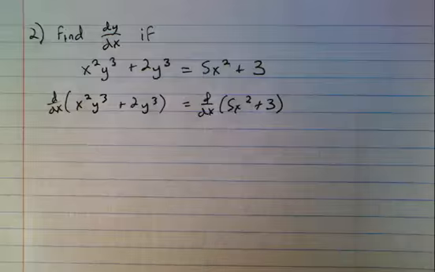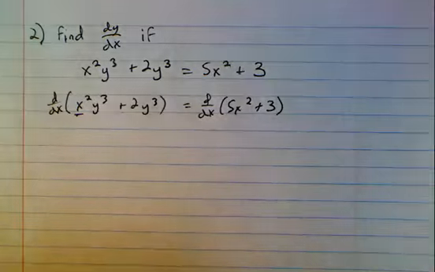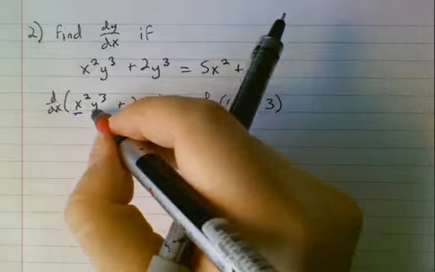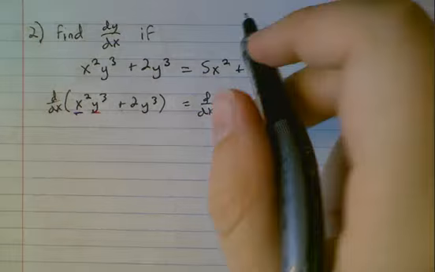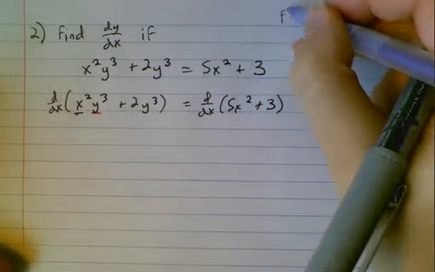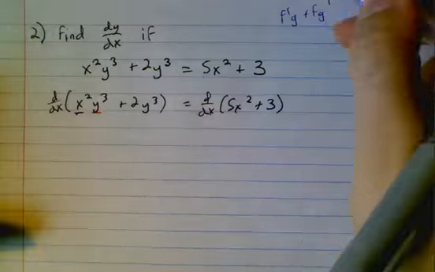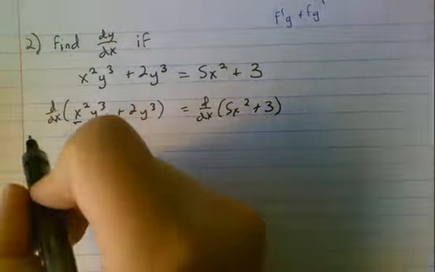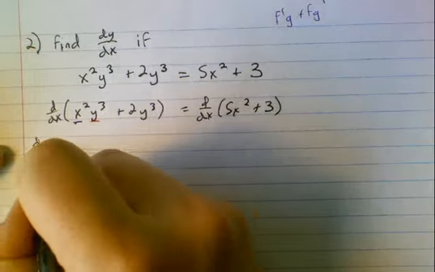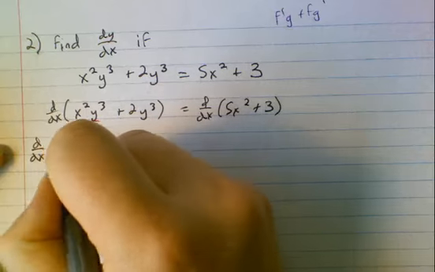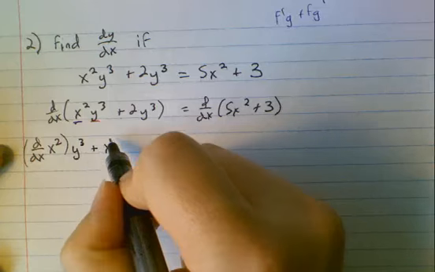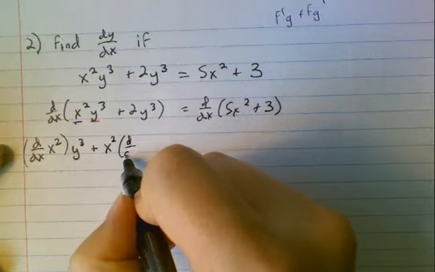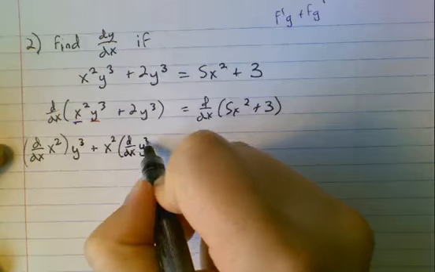Right here, we see two things multiplied together. So we're going to have to use our f prime g plus fg prime. So we've got the derivative with respect to x of x squared times y cubed plus x squared times the derivative with respect to x of y cubed.